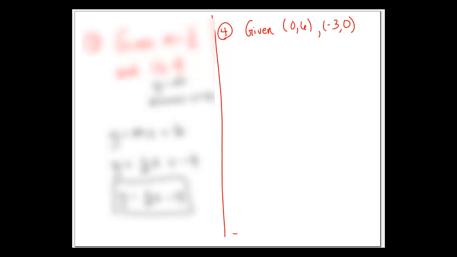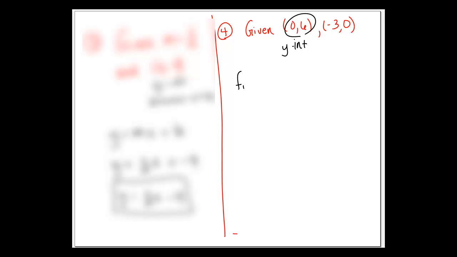Moving on to example 4, this time you're given 2 points. So the thing we're missing here is we also need a slope. Now we can see here again, since x is 0, this point right here is already given to you as the y-intercept. So you already have b equal to 6. But we need to find the slope.